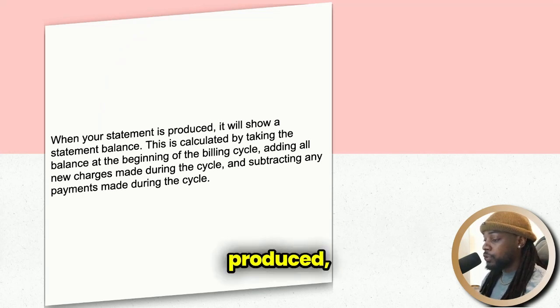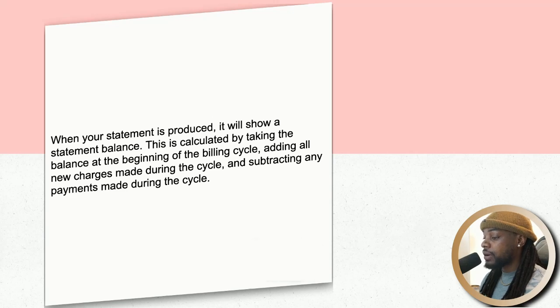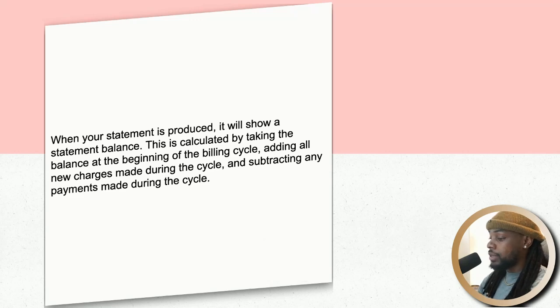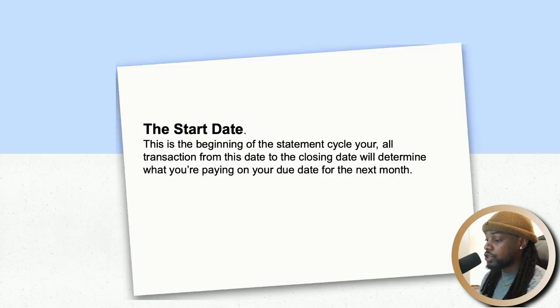Now, when your statement is produced, it will show a statement balance that is calculated by taking the balance at the beginning of the billing cycle, adding all the new charges made during the cycle, and subtracting any payments that were made during that cycle. All right, so it's pretty straightforward, pretty simple. Again, when we get to the end, you're going to have a better understanding of how that impacts your credit score, how that increases your credit score, and how it could potentially decrease your credit score depending on when you pay, and of course the best time to pay during your cycle.